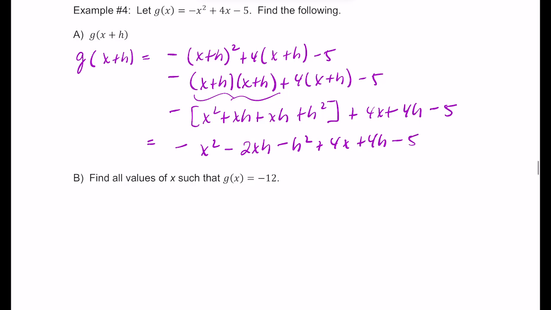And you want to double check, see if there's any terms you can combine, and there's no like terms. So we would just leave our answer like that.